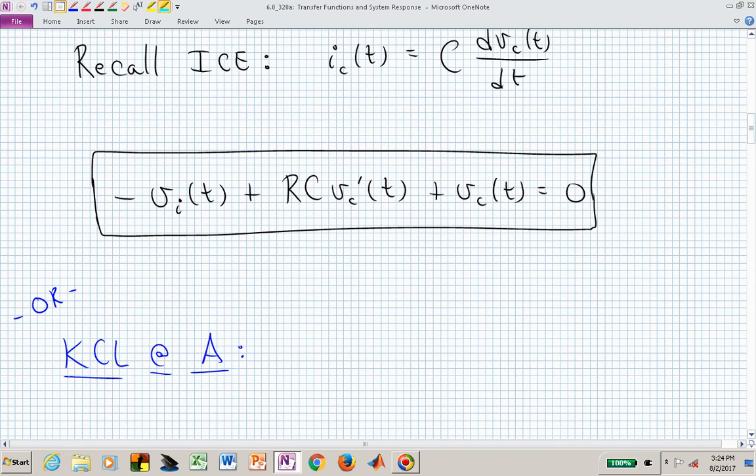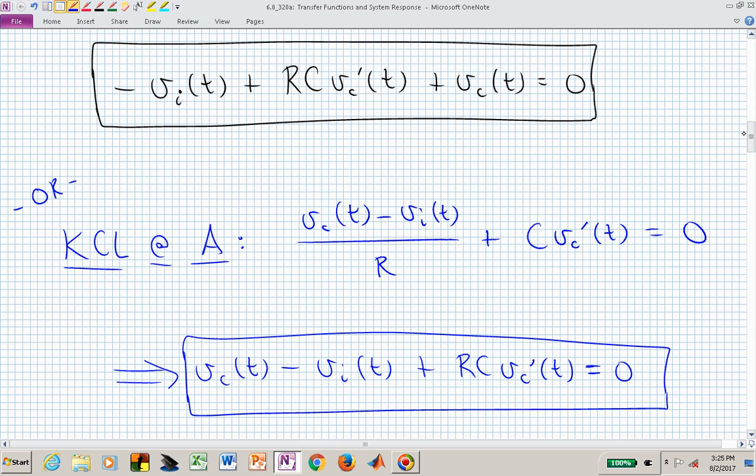KCL at A now says that we can find that by writing V sub C of t minus V sub I of t over R, plus, now the capacitor's current is just from ICE, C V sub C prime of t, and those exiting currents from node A need to sum to 0. Now we can multiply both sides by R. R is a given positive number, and that now allows us to rewrite that as V sub C minus V sub I plus RC V sub C prime equaling 0.